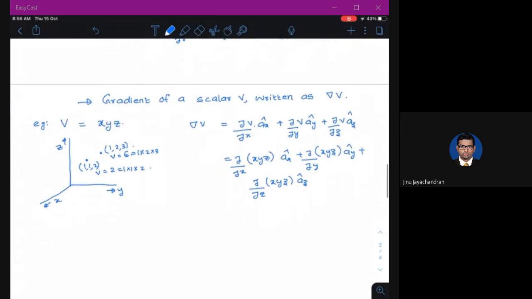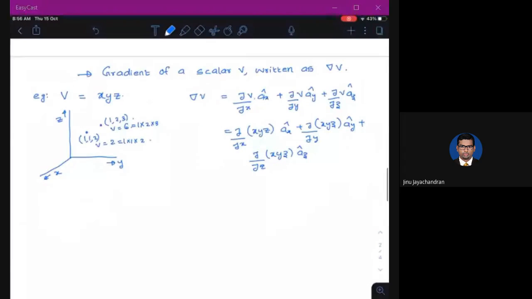So when you do the partial differentiation of the first one, you will be considering x as a variable and y, z as constant. This is yz ax cap plus xz ay cap plus xy az cap. This is del v. Now you see this is a vector.